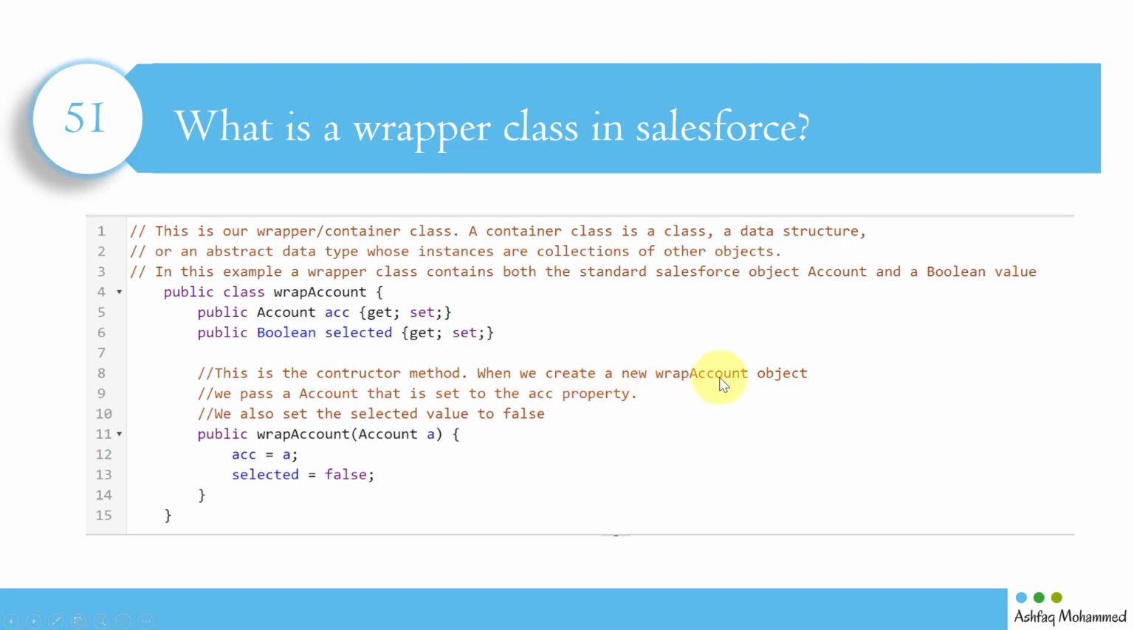When we create a new wrapAccount object, we pass an account that is set to the account property, and we also set the selected value to false, so that by default, as soon as you load that grid or the list of account records, it is set to false first, meaning it is unchecked. That is how the example works.